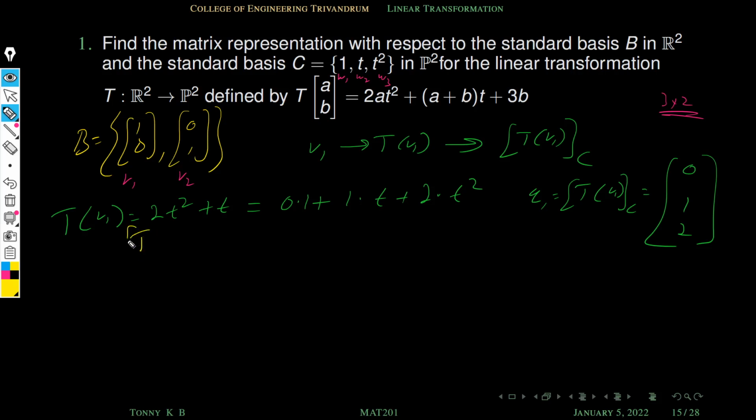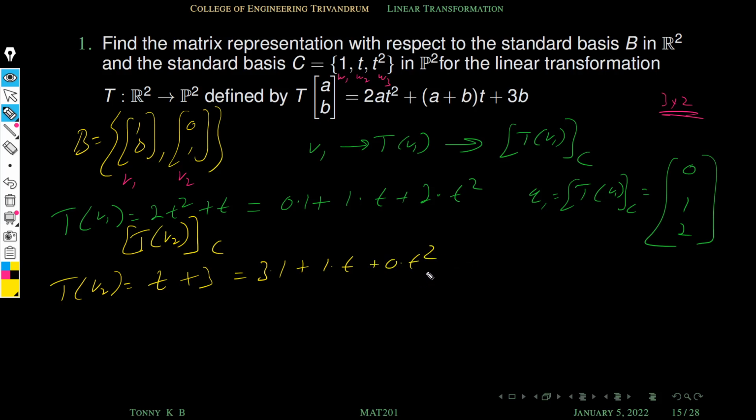Next we have to find T(v2), then its coordinate with respect to C. So what is T(v2)? T(v2) is equal to t + 3. So we can write this in terms of basis elements. That means 3 times 1 plus 1 times t plus 0 times t². So what is our coordinate? q2 is equal to the coordinate of T(v2) with respect to C. That is nothing but 3, 1, 0.